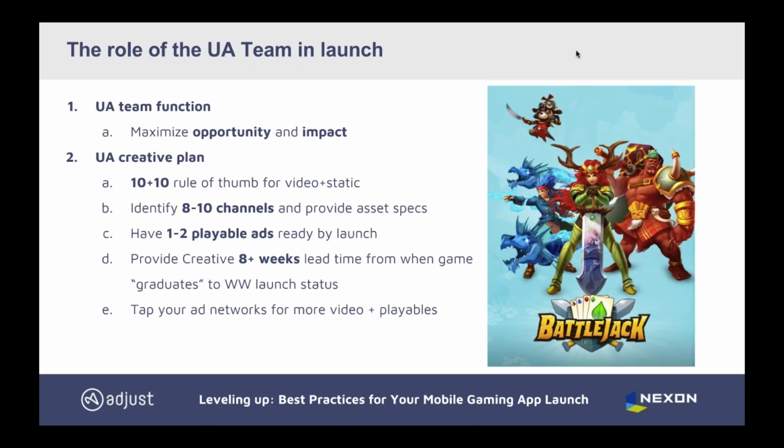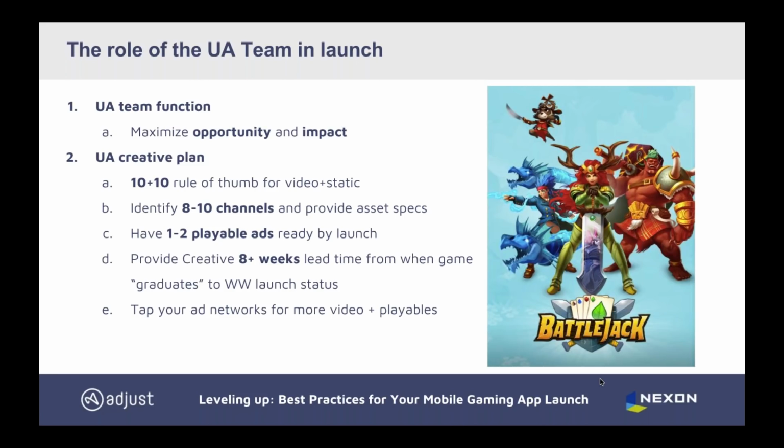You also want to increase the number of channels that you use here. I recommended only using 3 to 5 for soft launch. For worldwide, you want to grow this quite a bit. You don't want to go crazy with a bunch of untested channels, but I'd say you want to use 8 to 10 of your known channels that you've been able to drive profit for other projects. Maybe including a couple of experiments as well, but not letting that exceed, say, 20% of the budget.